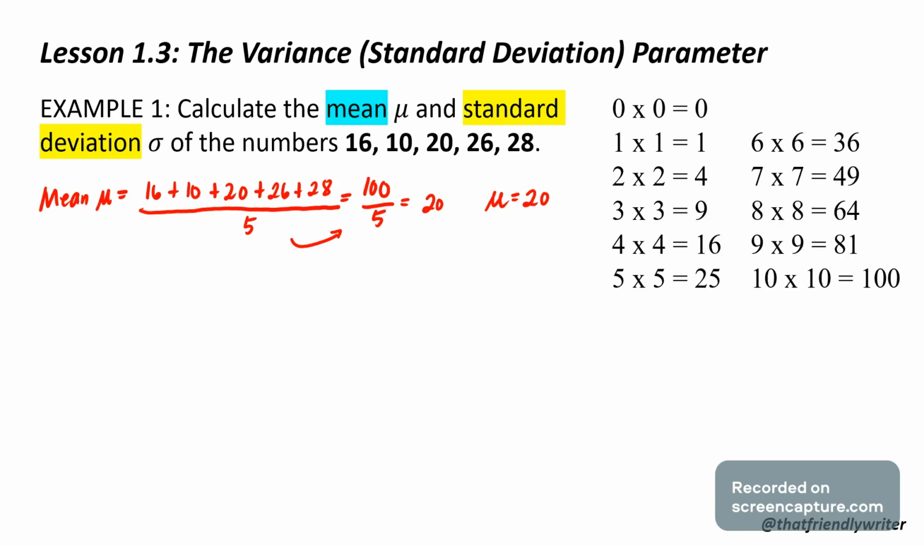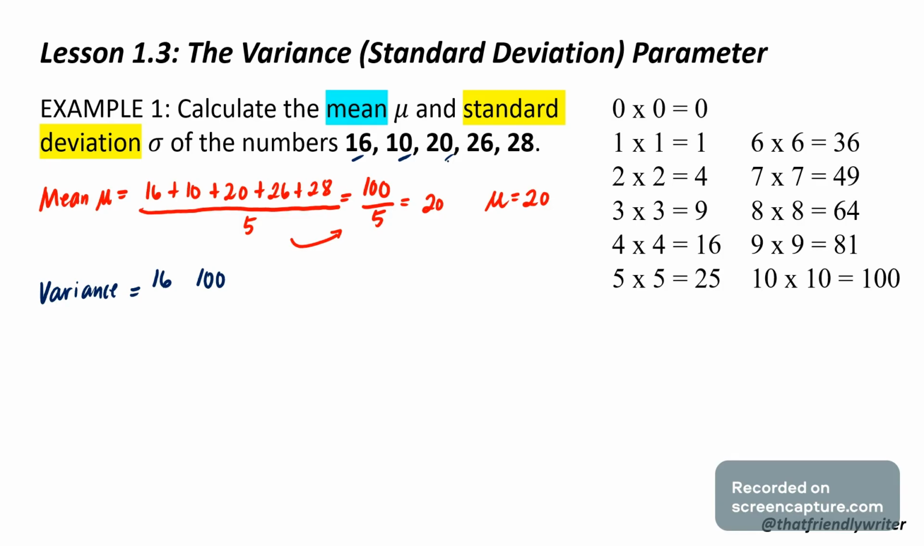To find the standard deviation sigma, we need to find first the variance. To get the variance, we subtract every given number by the mean and square the difference. So that means for the variance, we need to subtract every given number in the population by the mean. 16 minus 20 is negative 4, and then negative 4 times negative 4 is 16. Let's go to 10. 10 minus 20 is negative 10, and negative 10 times negative 10 is 100.